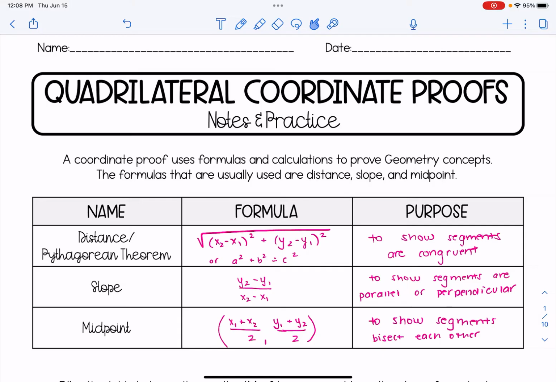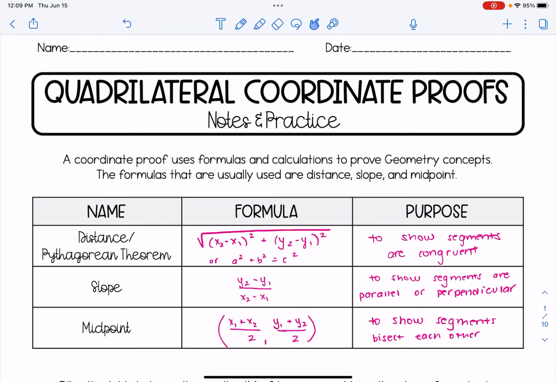The first is distance. Now the distance formula is really just a reworking of Pythagorean theorem. So I will talk about the Pythagorean theorem option when we look at one of the problems. But the distance formula is that big radical x2 minus x1 squared plus y2 minus y1 squared. And distance can show that segments are congruent.